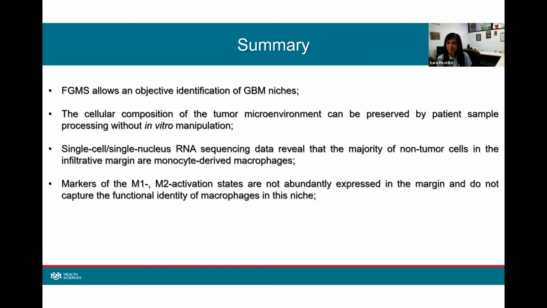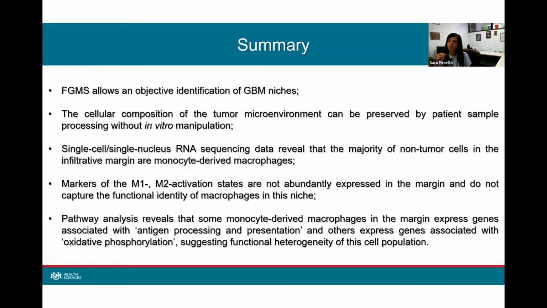But when we looked specifically at more than 400 markers, and more specifically at M1 and M2 activation state associated markers, we found that those are not abundantly expressed in the margin, and that they are probably too basic for characterizing the functional identity of macrophages in this niche. So what we need to do is use a more comprehensive analysis. We started with pathway analysis, but we definitely need to go further and go more functional to better understand the identity of these macrophages. Up to now, this pathway analysis has shown that at least some monocyte-derived macrophages in the infiltrative margin express genes associated with antigen processing and presentation, and others instead express genes associated with oxidative phosphorylation. Again, this points to an extensive functional heterogeneity of this population.